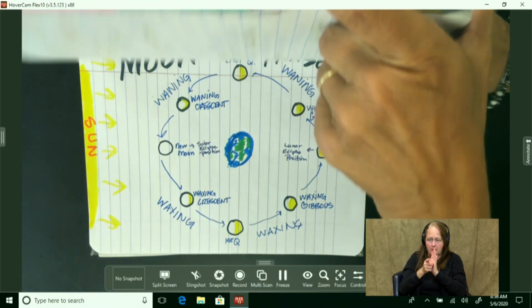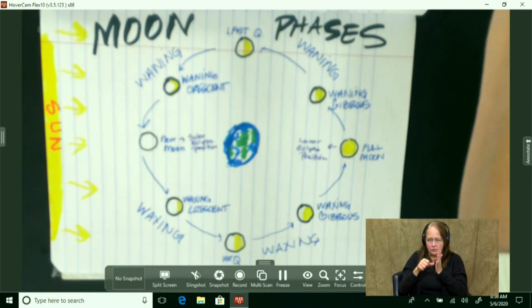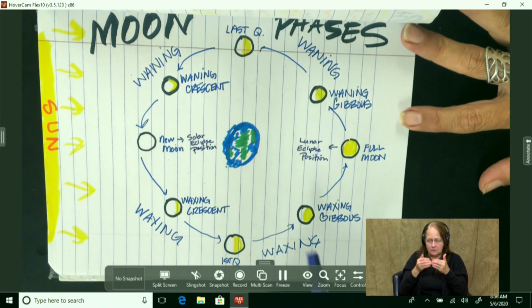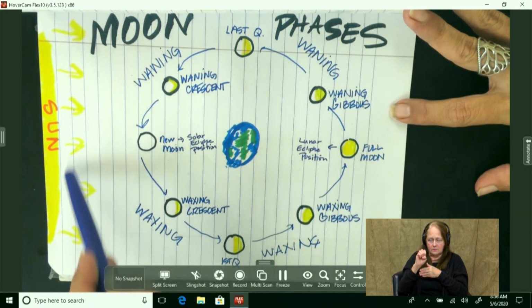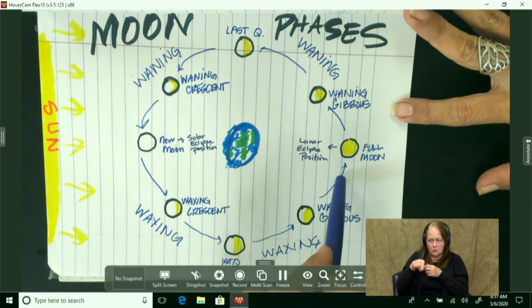I'm going to start here with this page in my notebook. So, guys, there is so much in this simple little diagram. We've got all of the phases. We've got the Earth. This is the sun. We've got the moon revolving around the Earth.